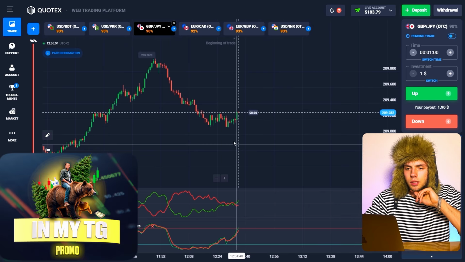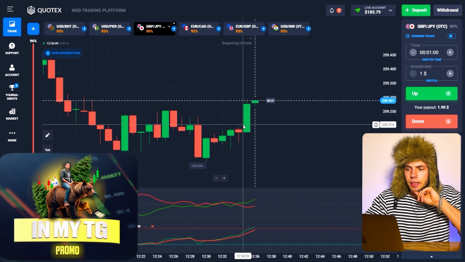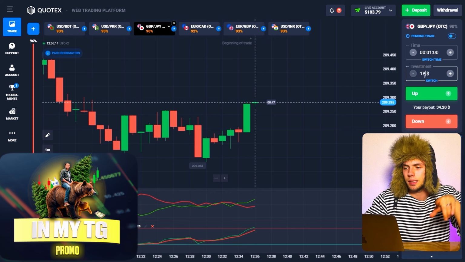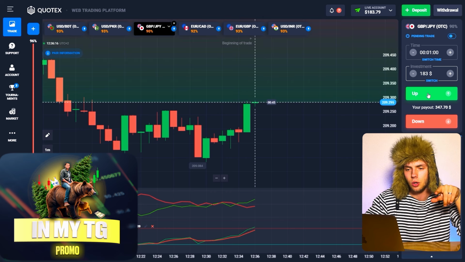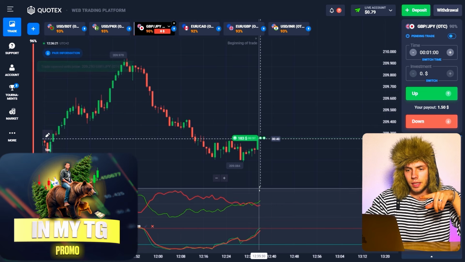Okay, let us see what Great Britain pound to Japanese yen is offering us. Alright, here we have an upgoing trend right now. You see, it was also a downgoing trend before, and right now we should be entering the beginning of a trend, alright?